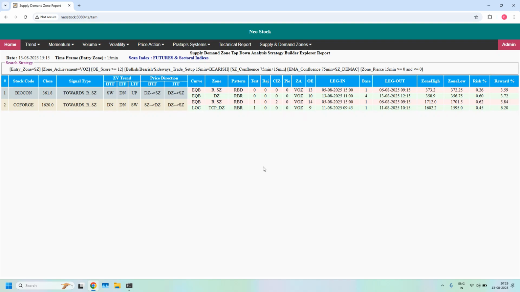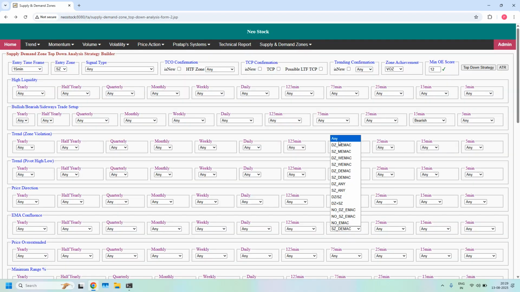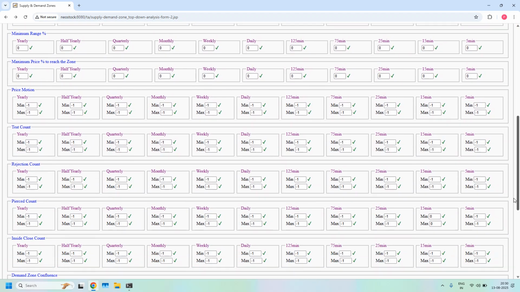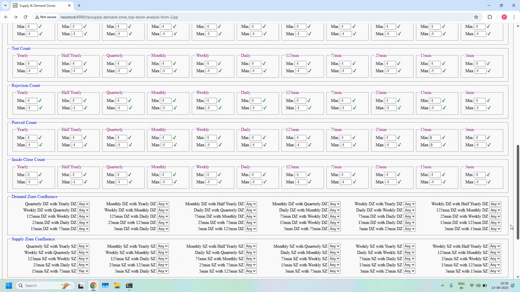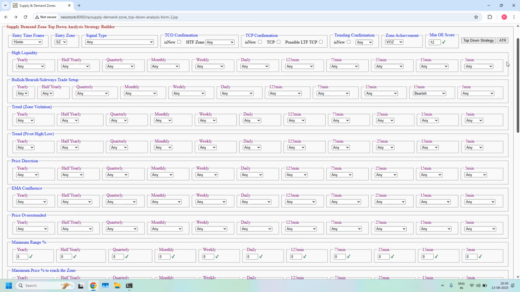Okay, next we will look into LTF, ITF, HTF supply zone confluence supported stocks. That is 15 minutes, 75 minutes and daily supply zone confluence supported stocks. Removing EMA filter. In the supply zone confluence, 3 filters we have to set. First one is already enabled. Next 15 minutes and daily, 75 minutes and daily supply zone confluence with all the 3 filters.